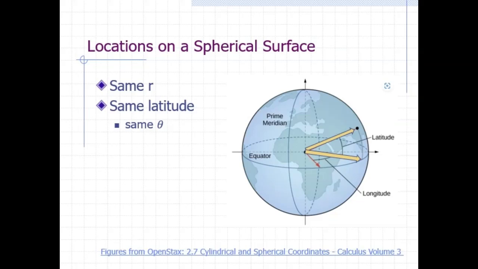How about all locations at the same longitude? What do they have in common? They will all have the same phi. If we define phi as 0 at the prime meridian, then at the international dateline, phi will be 180 degrees, or pi radians.